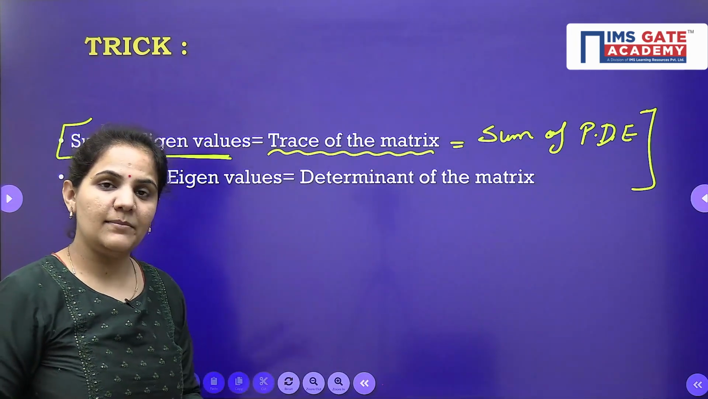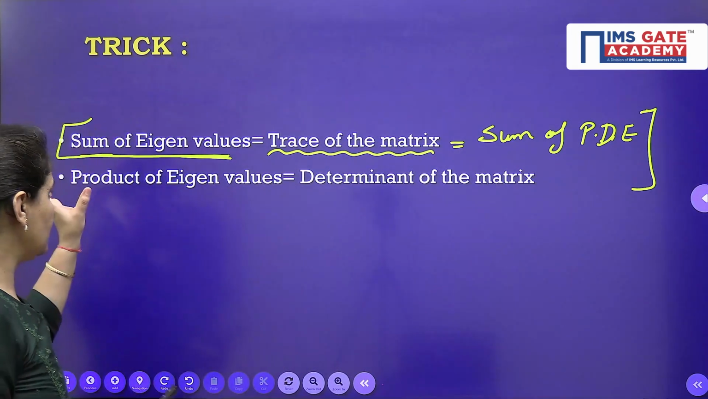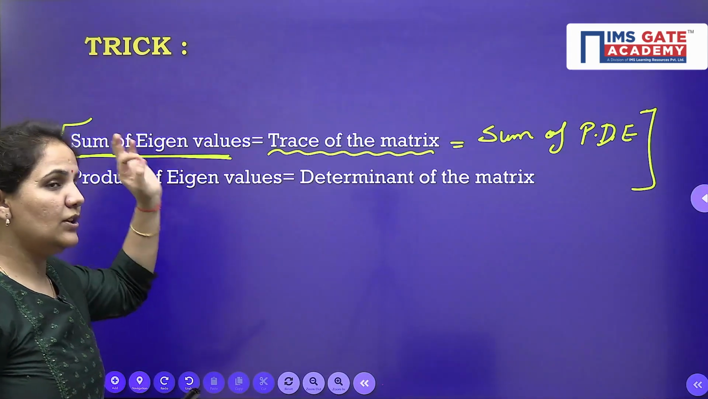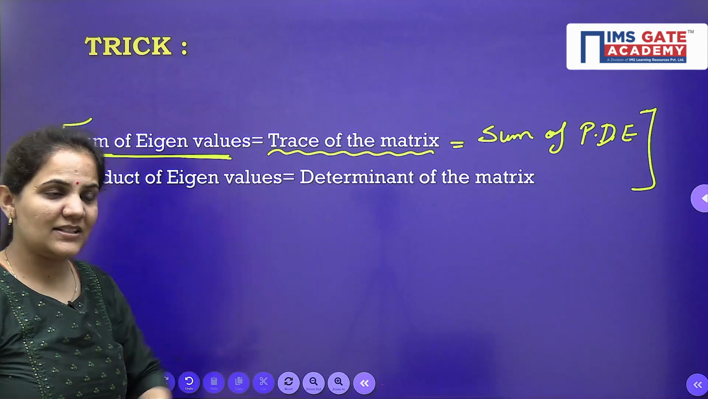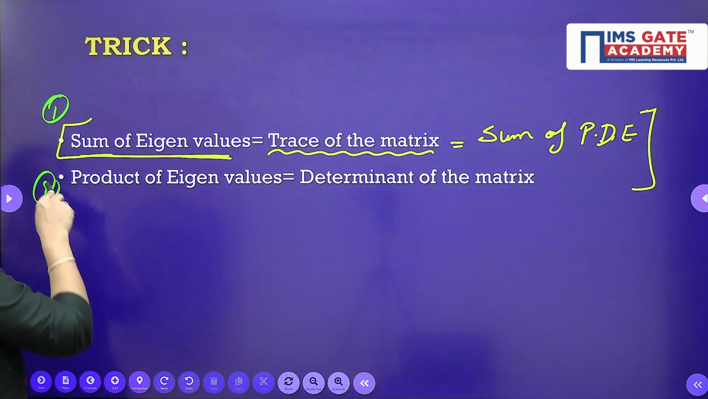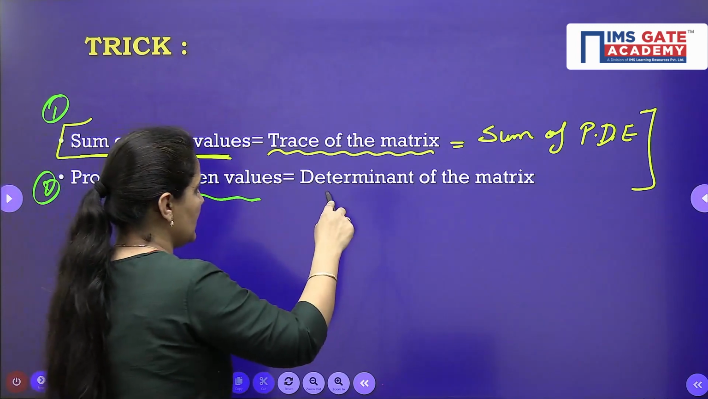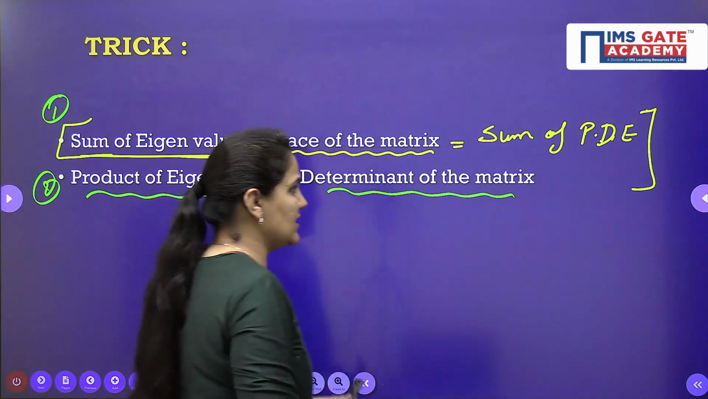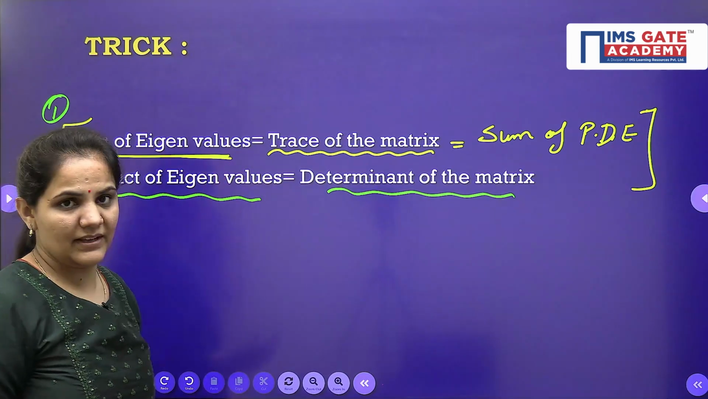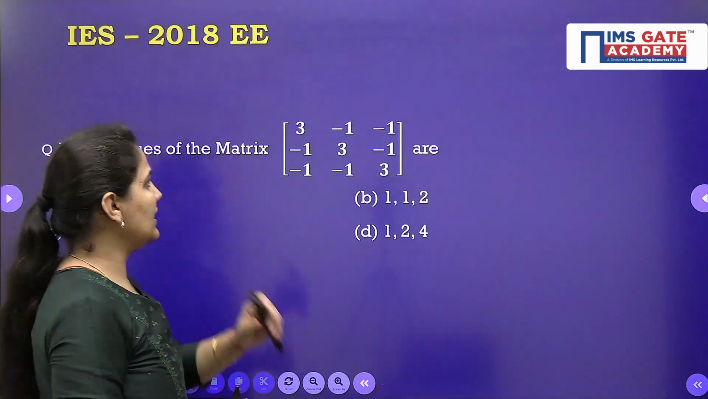Suppose you are not able to find the eigenvalue, then follow the second rule also. With the help of these 2 rules, you can find the eigenvalue of any matrix. So if the first rule is done, the second rule is: the product of eigenvalues is equal to the determinant of the matrix. With the help of these 2 rules, we can find the eigenvalue. Let's have a discussion on an example.